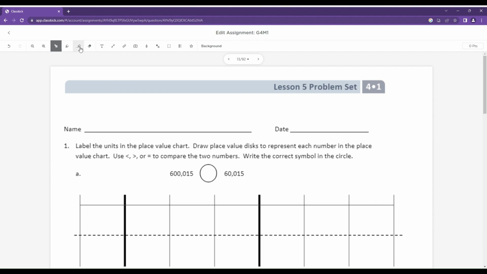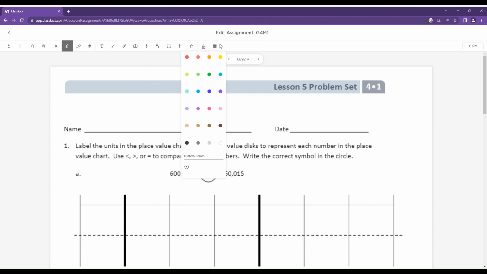Number 1 says, label the units in the place value chart. Draw place value discs to represent each number in the place value chart, and then use those greater than, less than, or equal to symbols to compare the two numbers. Write the correct symbol in the circle. So first thing we need to do is we need to go through and we need to label our place value chart.